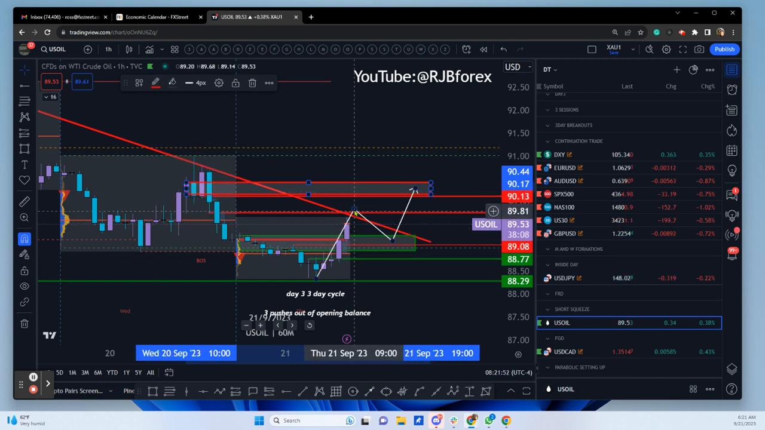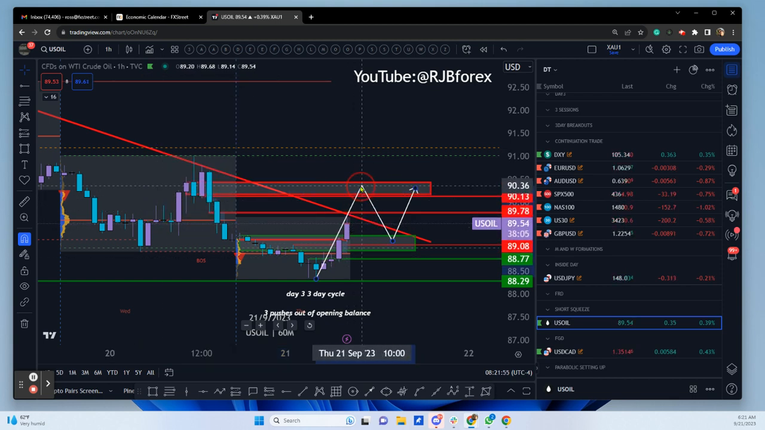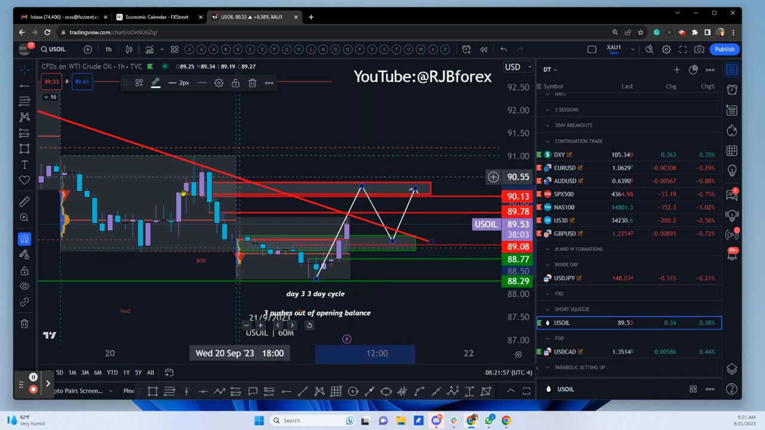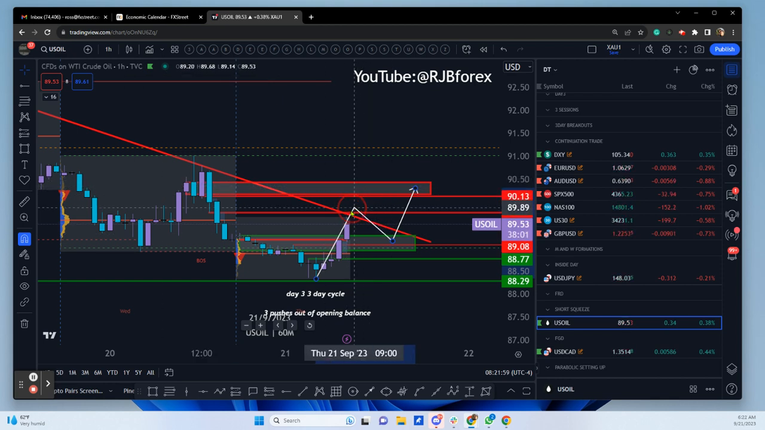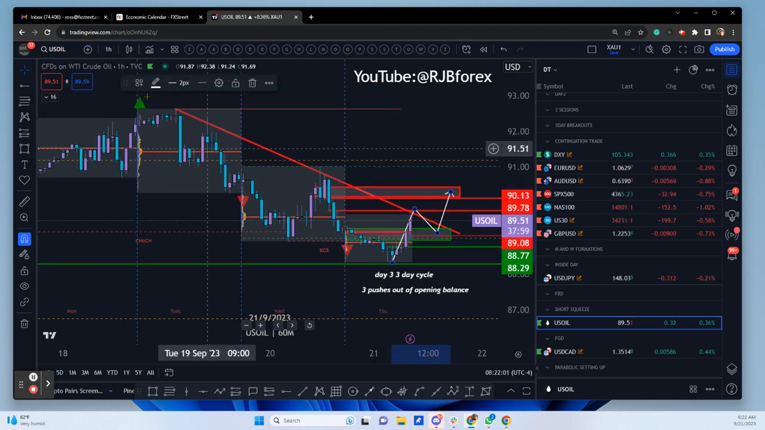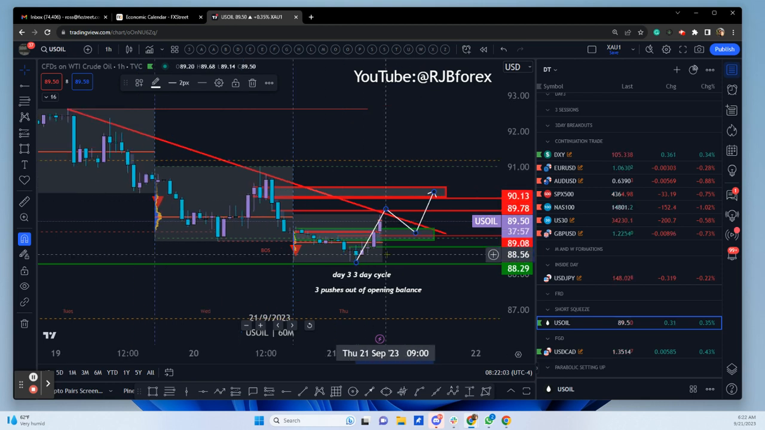Now, we could just continue up without a pullback. Maybe we won't get the pullback until we've hit that resistance. But we do have a resistance line, and perhaps we're coming up into that resistance line and coming back to go higher.